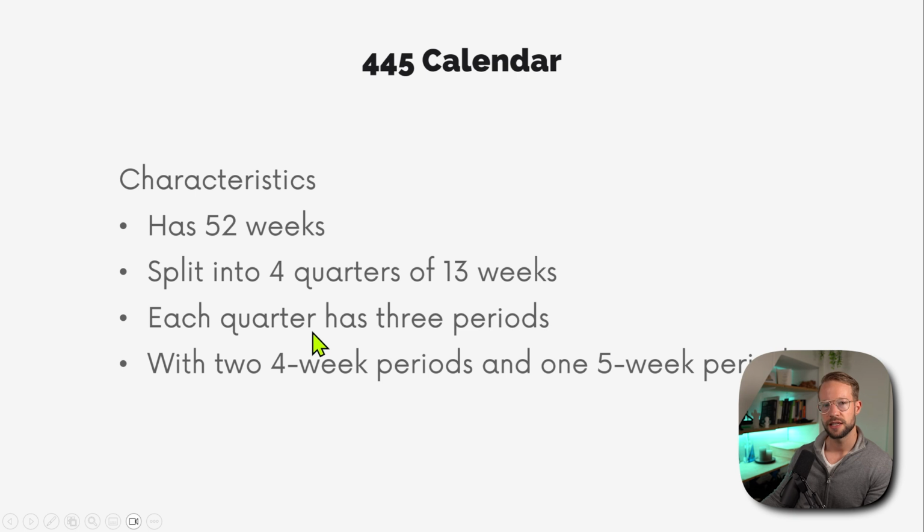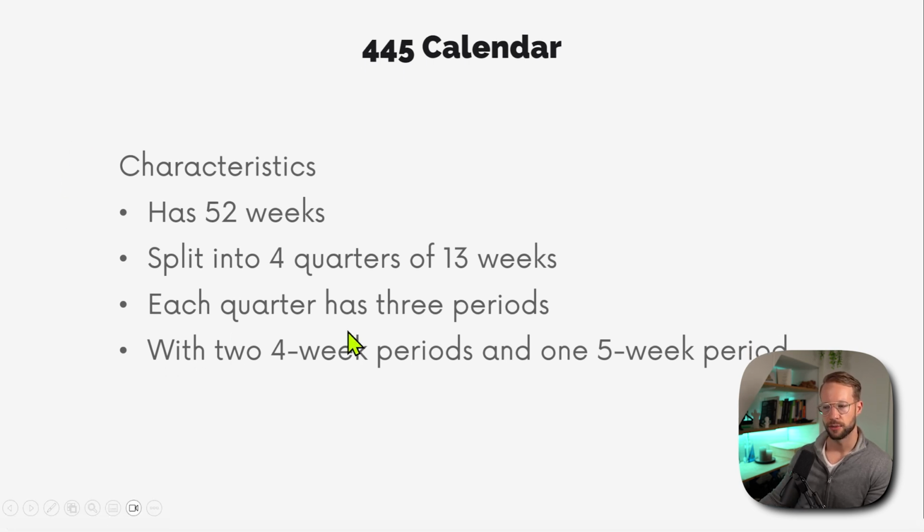Well, the characteristics of a 445 calendar are it has 52 weeks. Instead of the regular year that sometimes has 53 weeks, the 445 calendar only has 52 weeks. And those are always split into four quarters, each of 13 weeks. Now, each of these quarters has three periods. Now, what does that mean?